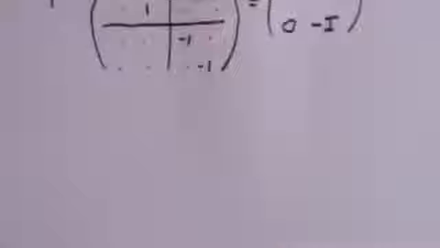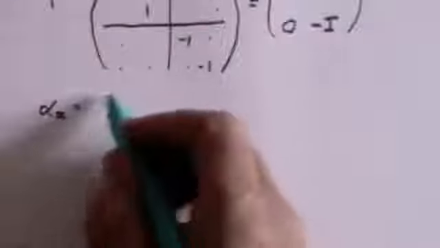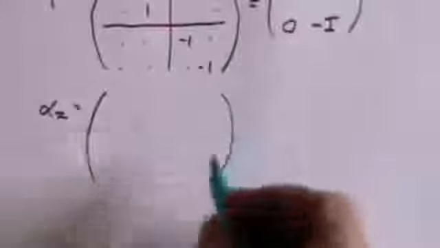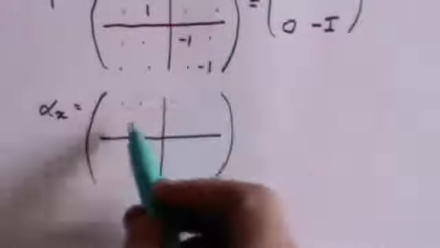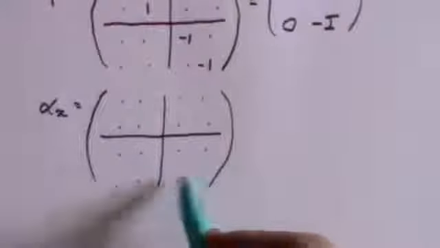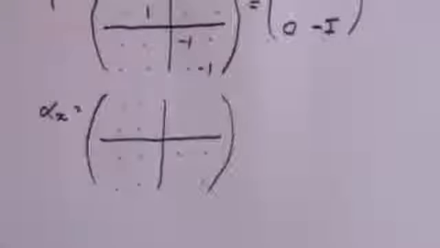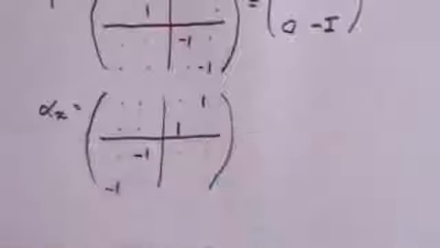When it comes to alpha x, that turns out also to be a 4 by 4 matrix. So it's going to have 4 by 4 terms. And in this case, you've got 1, 1, minus 1, minus 1, and all the other terms are 0.